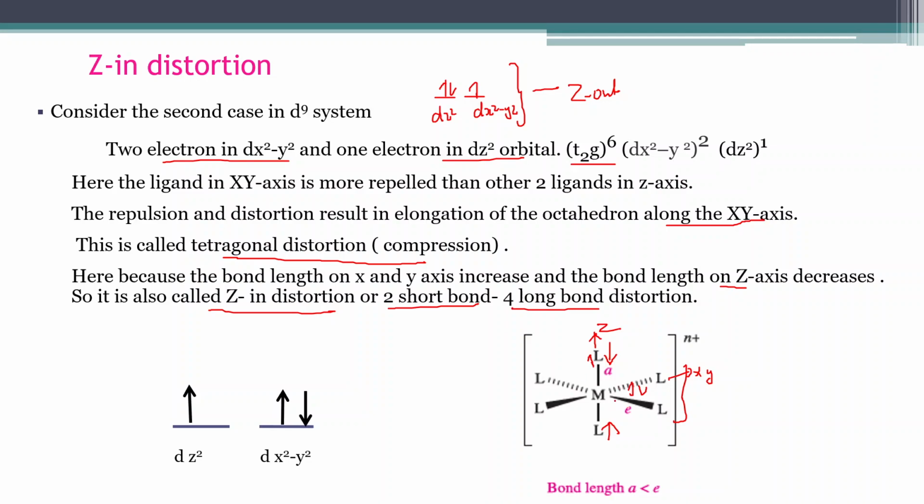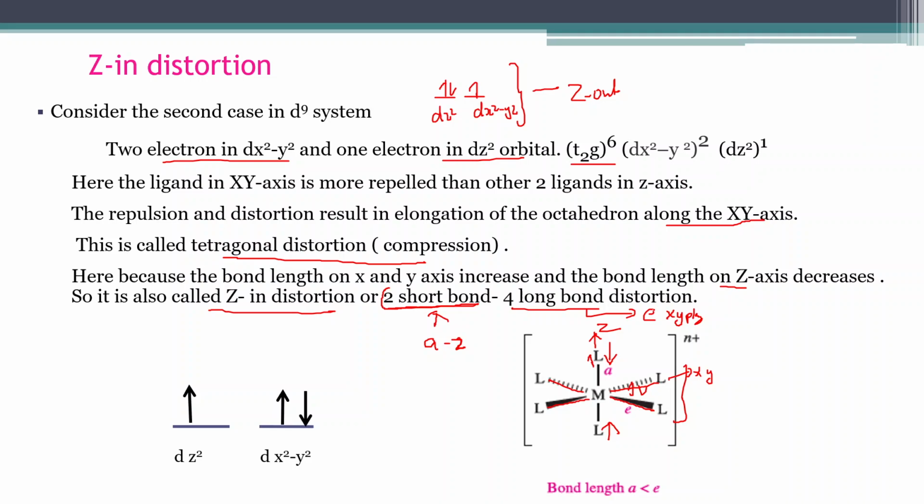We can see the equatorial bond lengths are increasing. There are four equatorial bond lengths, and they are increasing, and the two axial bond lengths in the z-axis are decreasing. For that, it is also called two short bonds, which represent the axial bonds in the z-axis, and four long bonds, which represent the equatorial bonds in the xy plane. So three names are there: Z in, tetragonal distortion compression, and two short bond, four long bond distortion.